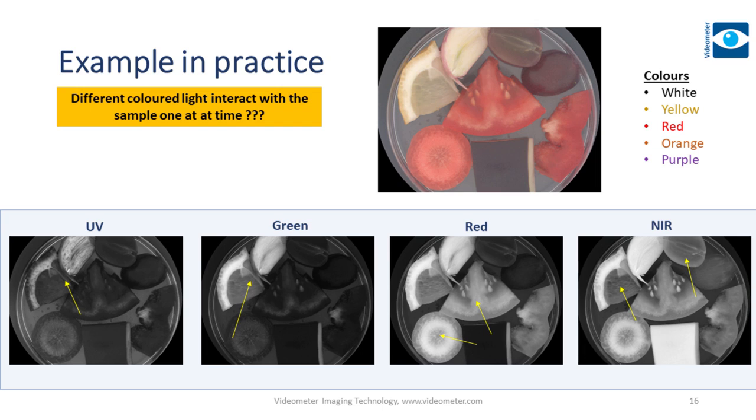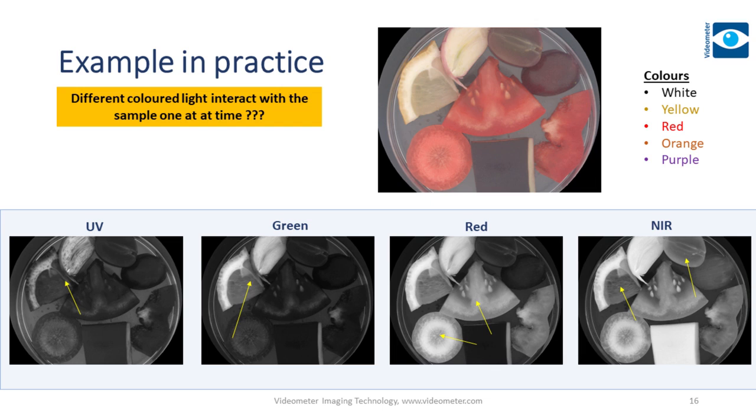The wider the object seems in the image, the more light is reflected from it. As seen here on the slide, we have an image of some vegetables of different colors. Below are seen 4 bands taken with different wavelengths. The first band is taken with UV light.